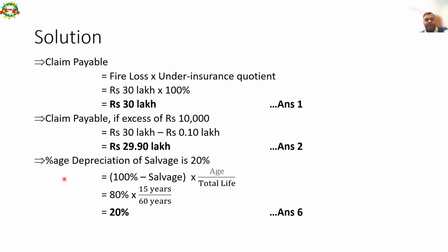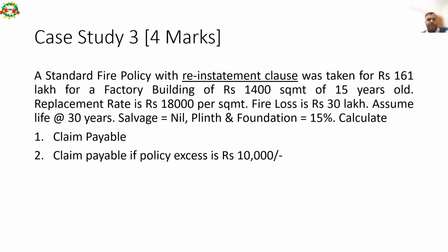Percentage depreciation if salvage is 20%. So up to questions 1 to 5 we assumed salvage nil, but in question number 6 the assumption given is that the salvage will be 20%. So percentage depreciation will be equal to (100% minus salvage) multiplied by age and divided by total life. So salvage is 20%, age is 15 years, life is 60 years. So percentage depreciation, if we assume salvage is 20%, is equal to 20%. It is the answer to question number 6.